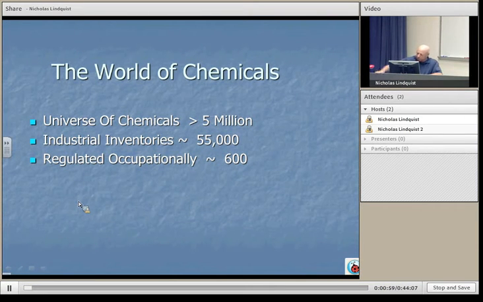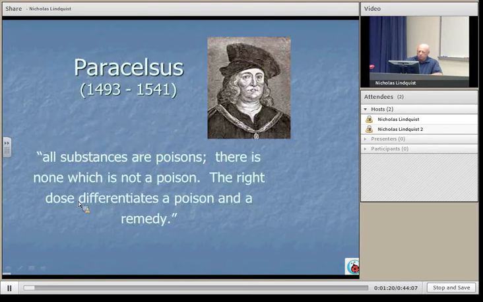So trying to figure out the toxicity of chemicals is a real challenge to the field of toxicology, because there are so many chemicals out there, and to do toxicity studies on those chemicals is not only expensive, but it's very time consuming. So that's why we only have a few hundred of the chemicals in our world that are regulated.